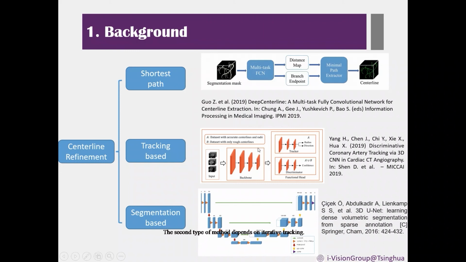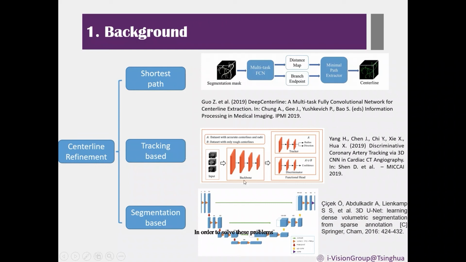The second type of method depends on iterative tracking. For example, in this paper, the next point is determined by the characteristics of the current point, which is obtained by the network. The third type of method segments the coronary artery first, and then extracts the centerline from the segmentation. Its success depends on a large number of data with annotations, such as the typical example, 3D U-Net.